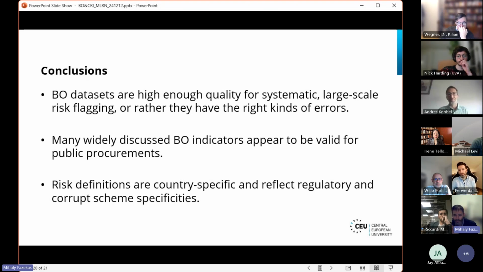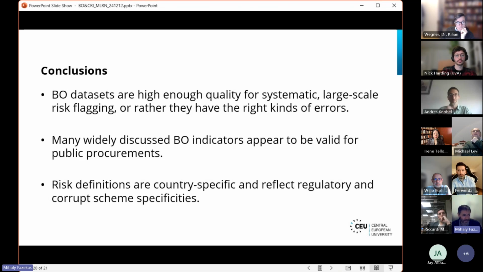So first of all, we think we have evidence for the not obvious statement that BO data sets are actually good enough quality to do some systematic large-scale risk assessment. So that's interesting, and it's reassuring given the policy and political capital spent on them. Some of their errors are actually useful, so that's cool that they are not that perfect.